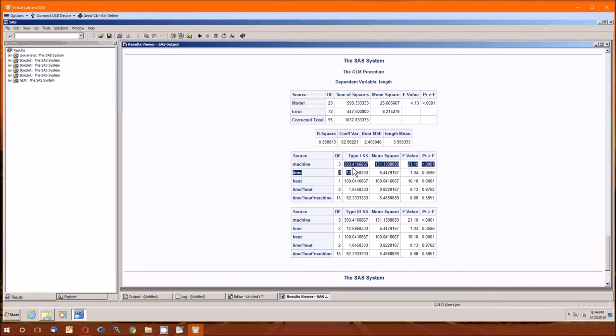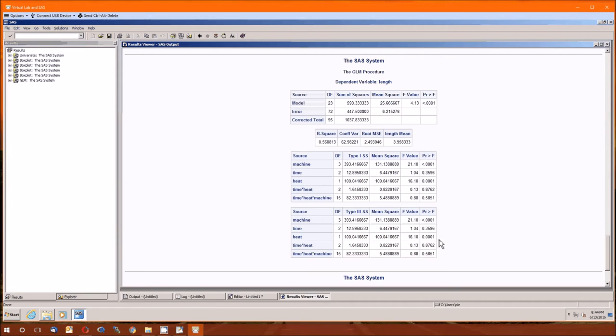Notice also that if we add up all these type 1 sums of squares, they will add up to 590.333. Notice if we add up all the mean squares, they will not. We would not expect them to, but they will not add up to the 25.66, because the mean squares are the sums of squares divided by the degrees of freedom. Those are the F values, and those are the P values.